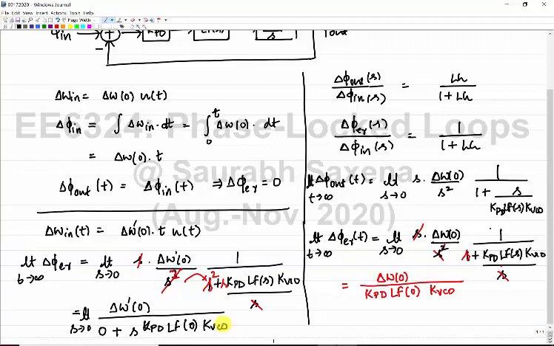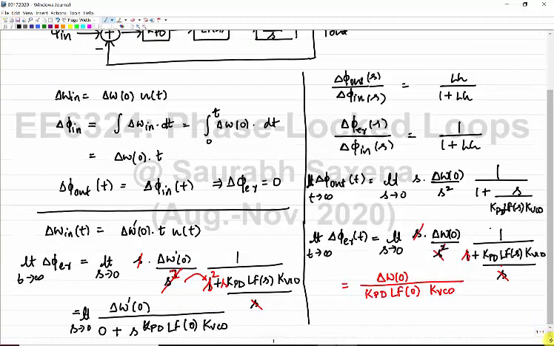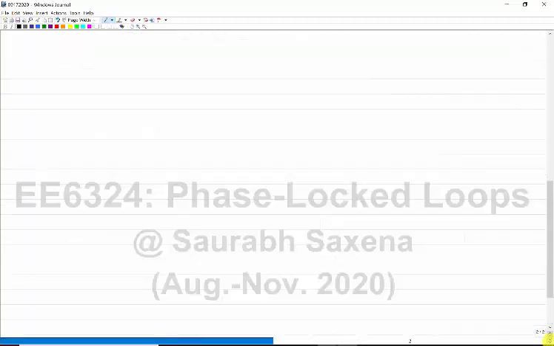So the number of integrators, or 1 over s terms, which you would like to have in the loop filter depends on what you want to track. If I want to track just a step change in the frequency or a small change in the frequency, it's fair enough to use one integrator in the loop filter. But if I want to track a continuously changing frequency, I need to have more integrators in the loop filter. Okay. So a lot depends on the loop filter.